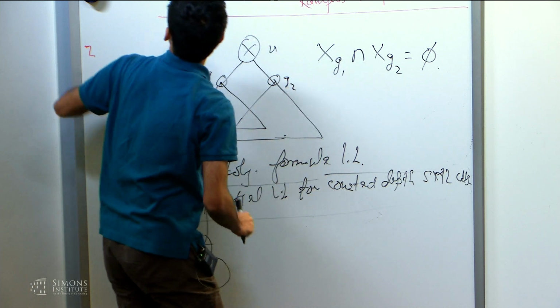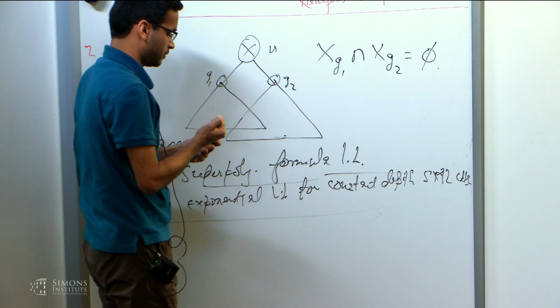So constant depth is unbounded fan-in. Yeah, unbounded fan-in. Yeah. Add and multiply. Yeah.